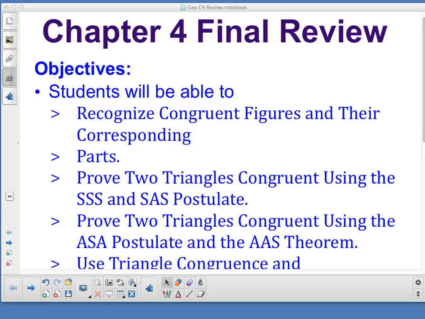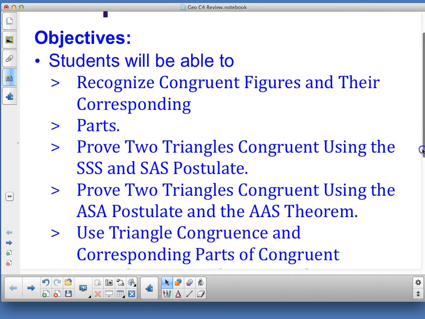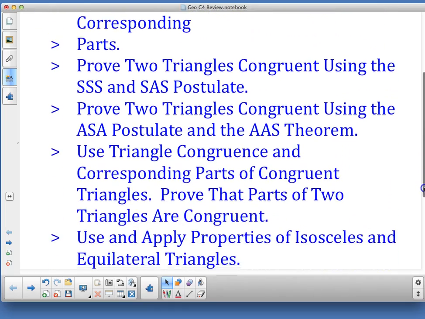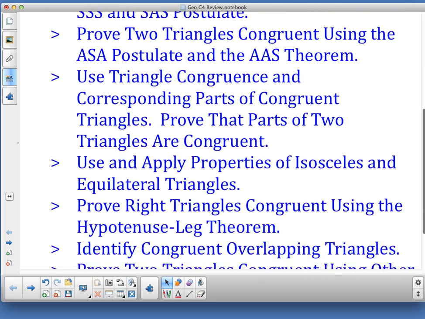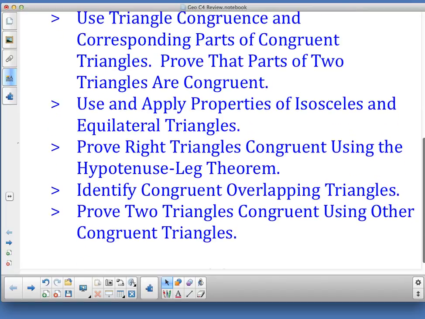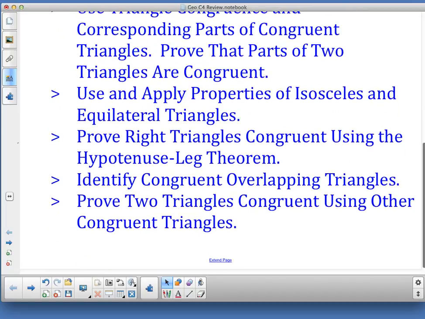The objective: students will be able to recognize congruent figures and their corresponding parts, prove triangles congruent using side-side-side, side-angle-side, and angle-side-angle, use triangle congruence and corresponding parts of congruent triangles, prove that parts of two triangles are congruent, use and apply properties of isosceles and equilateral triangles, prove right triangles congruent using the hypotenuse leg theorem, and identify congruent overlapping triangles and prove two triangles congruent using other congruent triangles. It's a lot of material. That was Chapter 4. Okay?